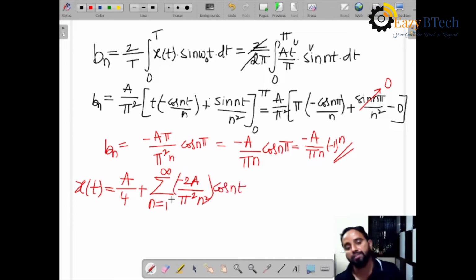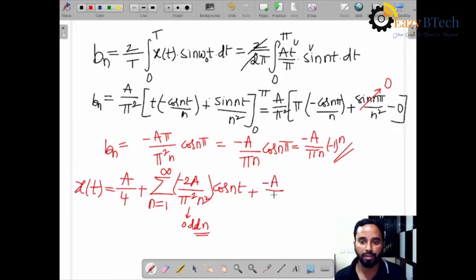Omega naught is 1. So this an is only for odd values of n, right? Odd n. That clarity I am giving here. Plus bn. So we know bn is minus a by pi n minus 1 power n sine omega naught nt. Omega naught is 1, so sine nt. Okay, so the summation is for both. This is the answer.